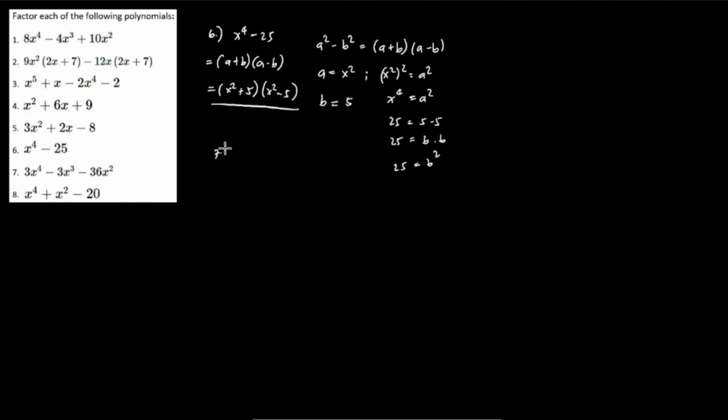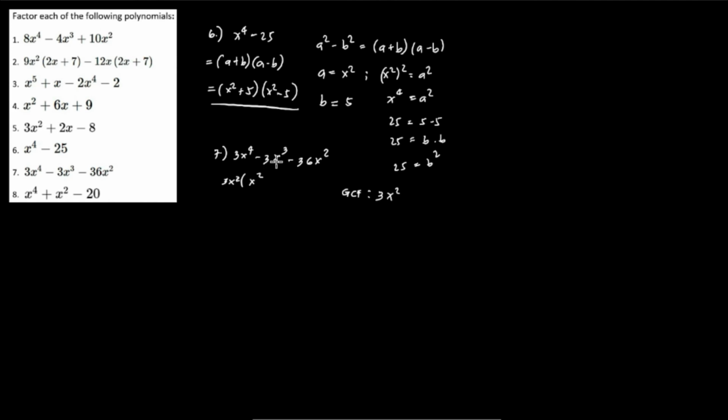Number 7, 3x exponent 4 minus 3x exponent 3 minus 36x squared. Using GCF, the factor for the constants is 3, and the lowest exponent for the 3 terms of the variable x is 2. The GCF, or greatest common factor, is 3x squared. And then factor out 3x squared. 3x exponent 4 divided by 3x squared: 3 over 3 is 1, and x exponent 4 divided by x squared, 4 minus 2, is x squared.